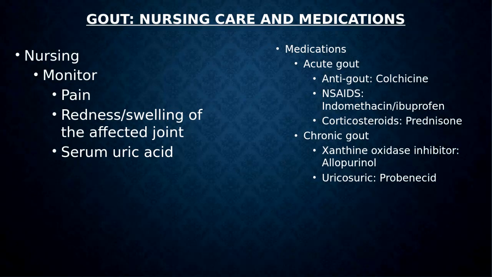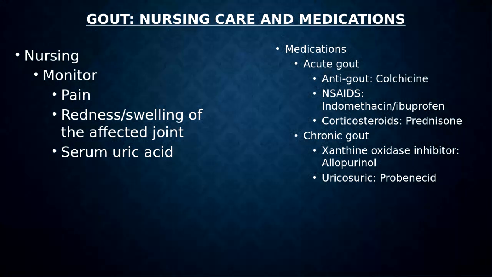So for your nursing management and medications, of course, you're going to monitor the patient, look at their pain level, assess the redness and swelling in the affected joint, and you can look at their serum uric acid, which is some blood work we can draw and look at.